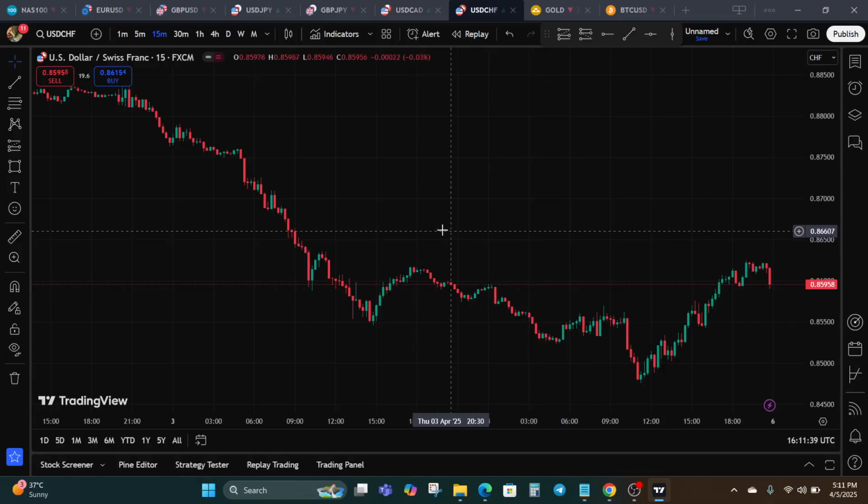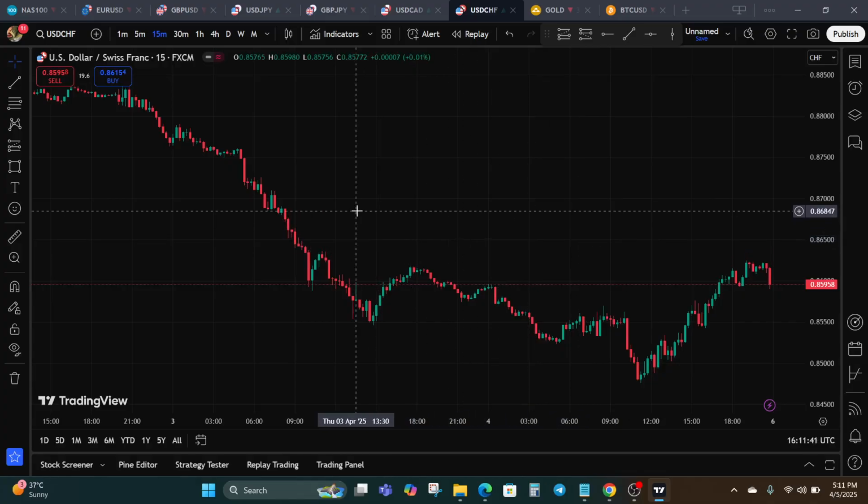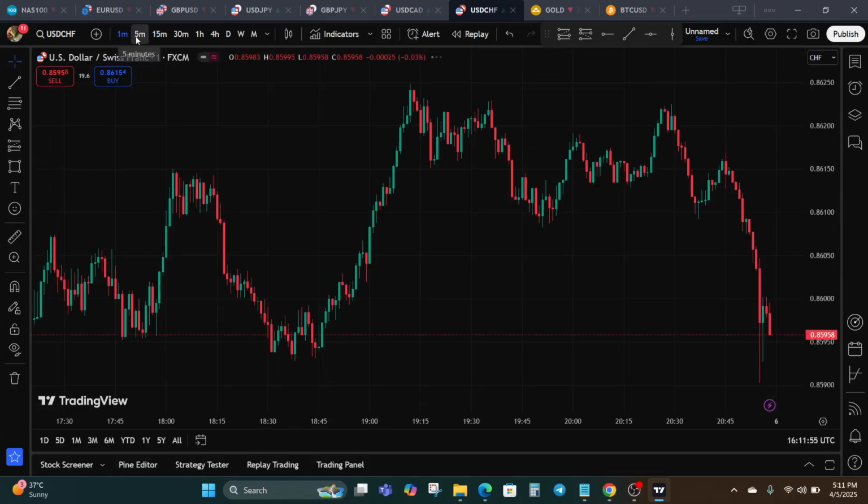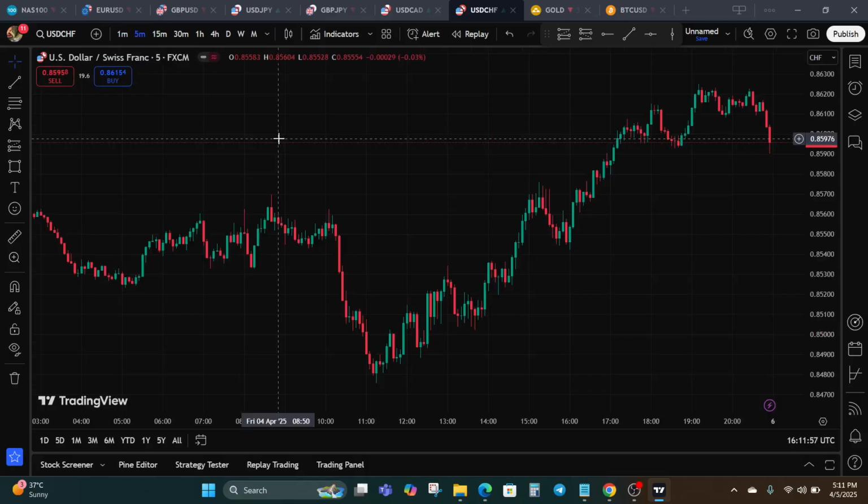Now, the 15-minute chart provides a perfect balance between speed and accuracy, allowing you to take advantage of price movements while avoiding the noise and erratic fluctuations of lower time frames like the 1 minute or 5 minute charts.